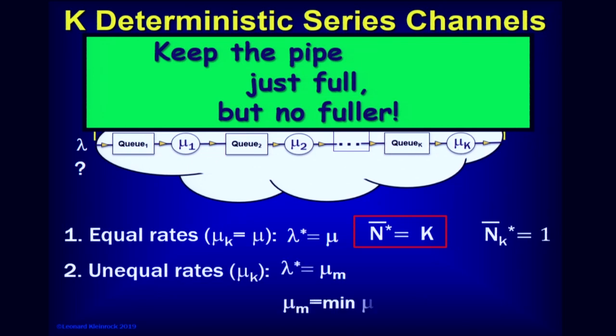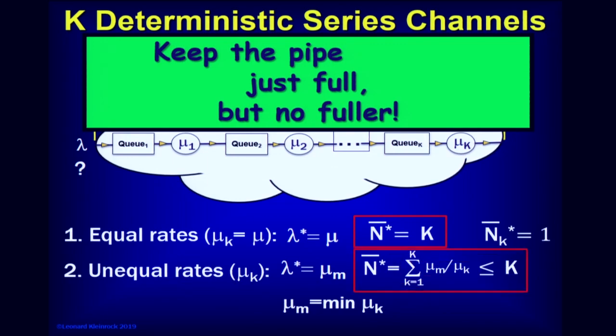If they're unequal rates, it's a similar formula. There's a minimum speed, call that mu sub m. Then you find that the optimum number is this sum. It's a sum of the times in each node times the speed of the minimum. And that's always less than k. And that's the optimum point to be.